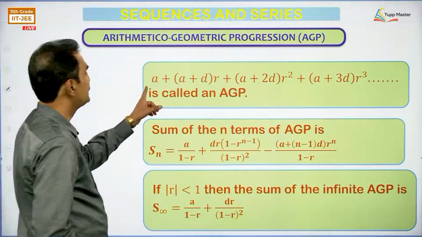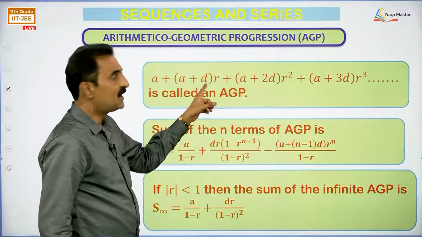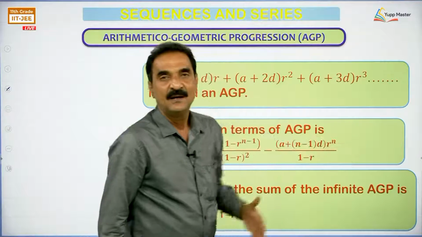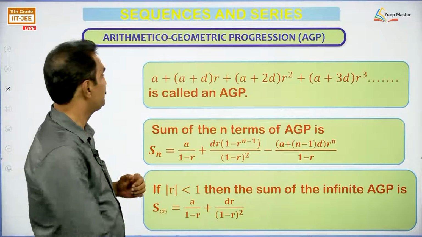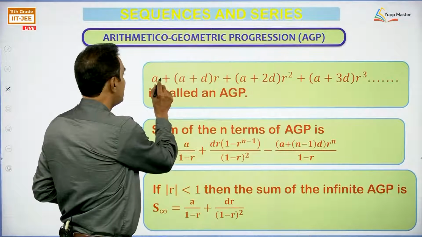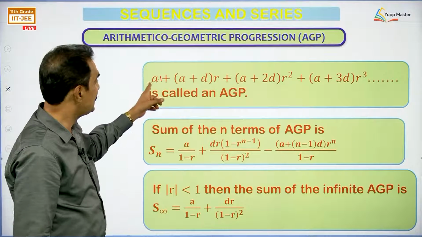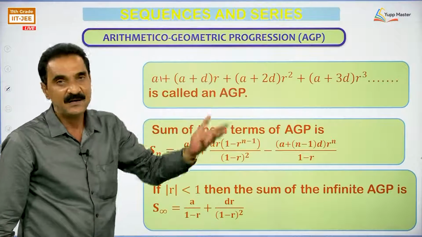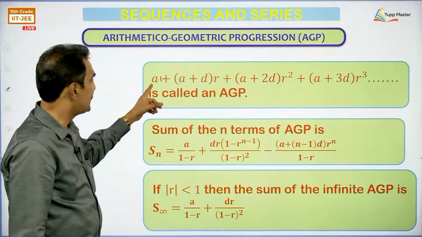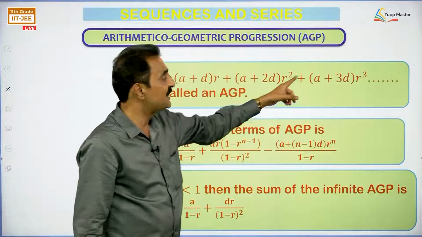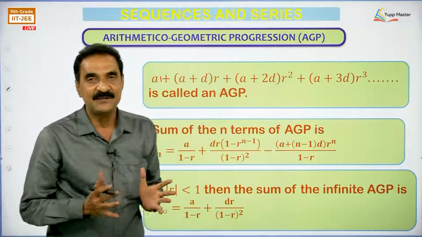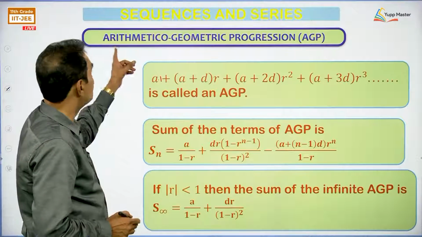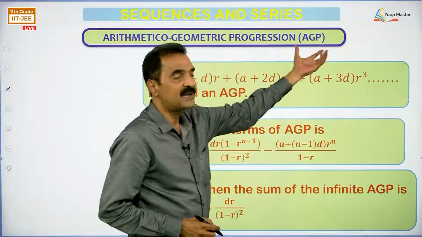You observe the series A plus D into R, A plus 2D into R square, A plus 3D into R cube and so on. In this series, what can you notice? If you write the first term as A into 1, then the first factors are A plus D, A plus 2D, A plus 3D and so on. They are in AP, right? Now the second factors are 1, R, R square, R cube and so on. The second factors are in geometric progression. This kind of progression is called arithmetico-geometric progression. Simply you can call it as AGP.